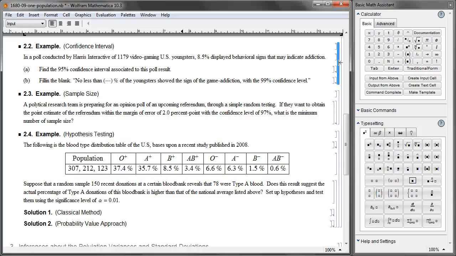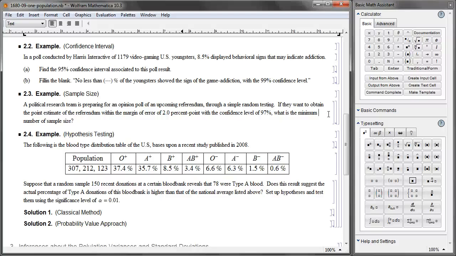Okay, let's go over to the next example, which is a little bit harder because this is going to be a backward problem. Here we go. A political research team is preparing for an opinion poll for an upcoming referendum through simple random sampling. If they want to obtain the point estimate of the referendum within a margin of error of 2.0 percentage points with a confidence level of 97%, what is the minimum sample size?